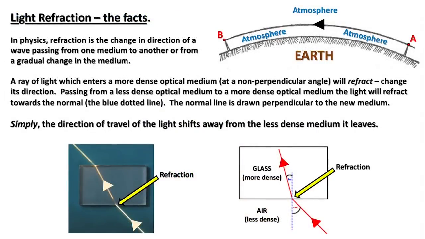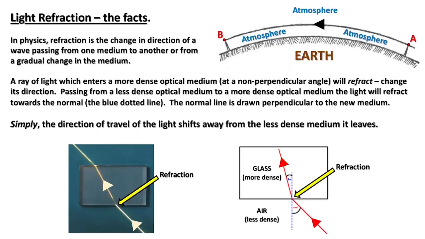Light refraction, the facts. In physics, refraction is the change in direction of a wave passing from one medium to another or from a gradual change in the medium. A ray of light which enters a more dense optical medium at a non-perpendicular angle will refract, change its direction, passing from a less dense optical medium to a more dense optical medium.